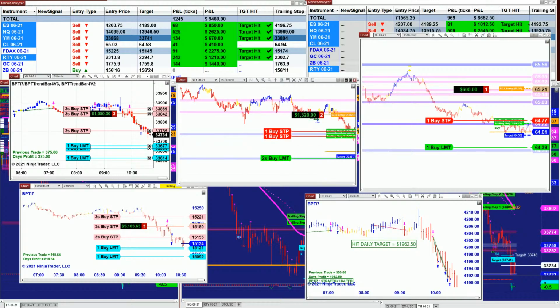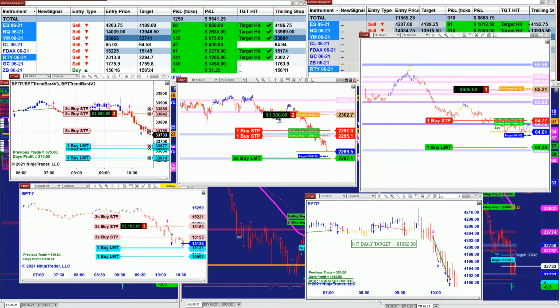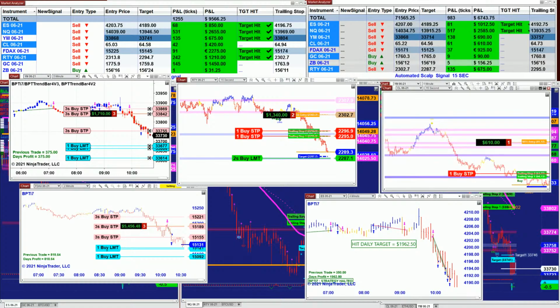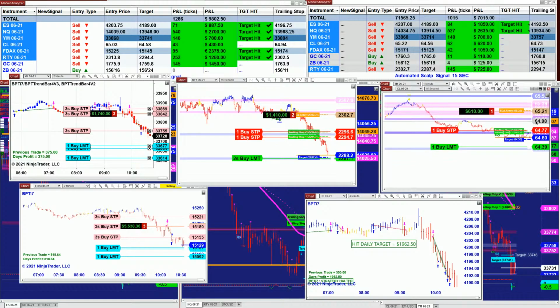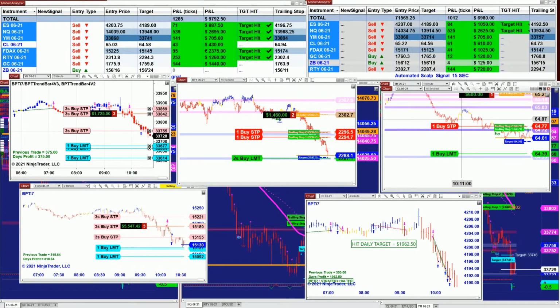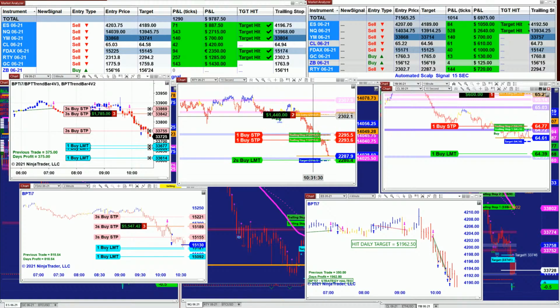So the thing is how we need to handle the market, how you want to approach the market, whether you want to use this kind of trading or that kind of trading based on the signal.